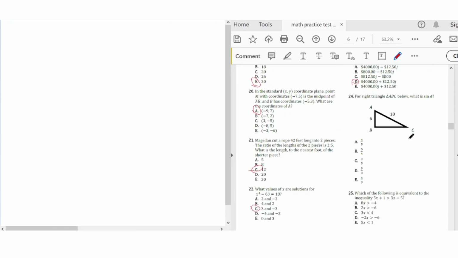24. For the triangle ABC below, what is the sine of A? Now remember, sine is opposite over hypotenuse. You can remember that by SOH CAH TOA, as you may have heard it. Now, looking at A, we need to find the opposite, and we need to find the hypotenuse. The hypotenuse is easy. It's the longest side. The hypotenuse is 10. However, it looks like our opposite is missing, so we're going to have to use the Pythagorean Theorem.